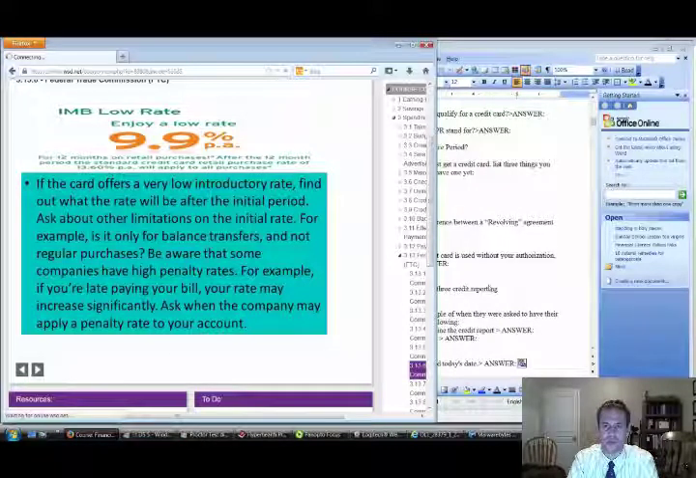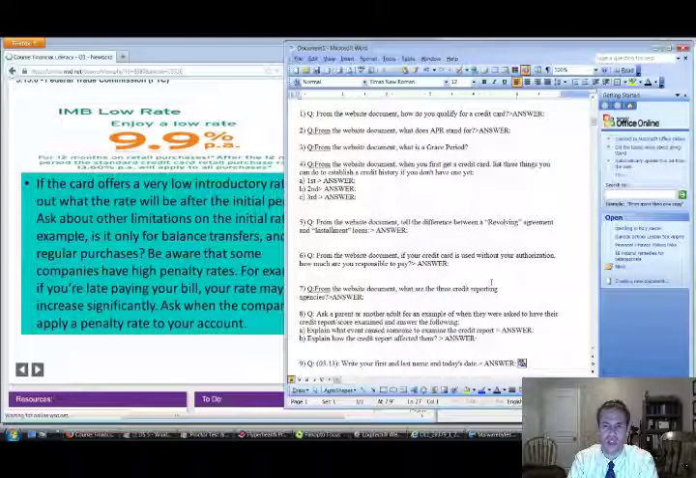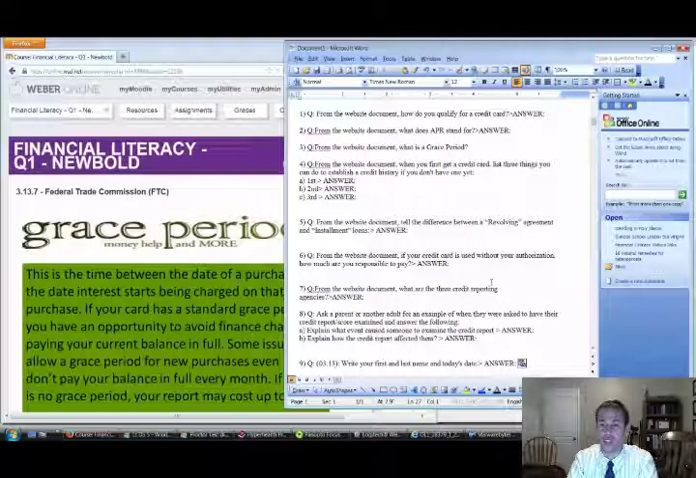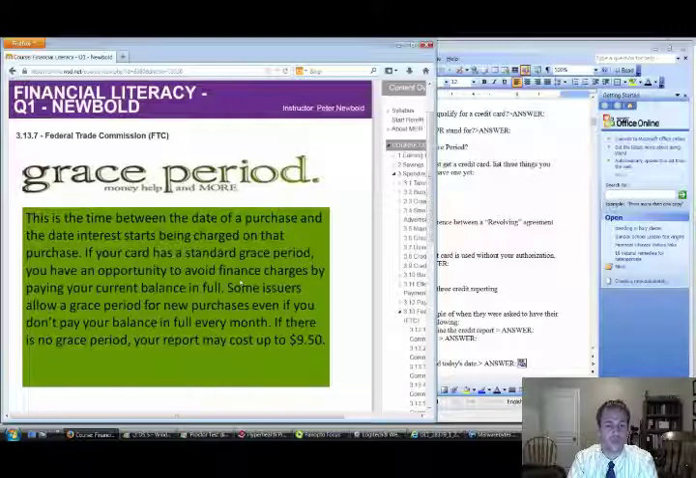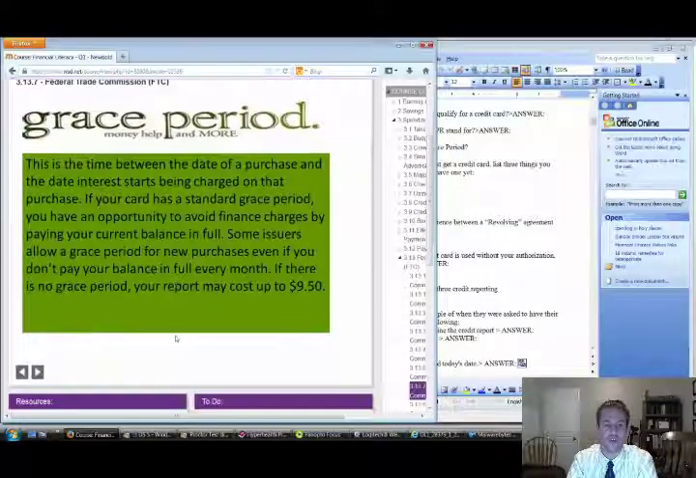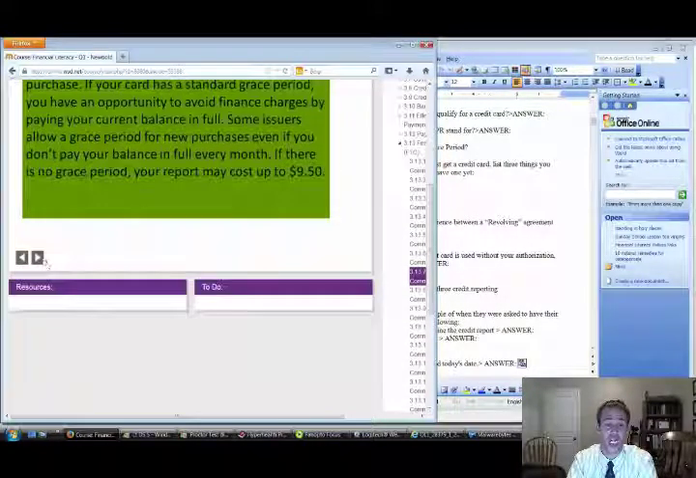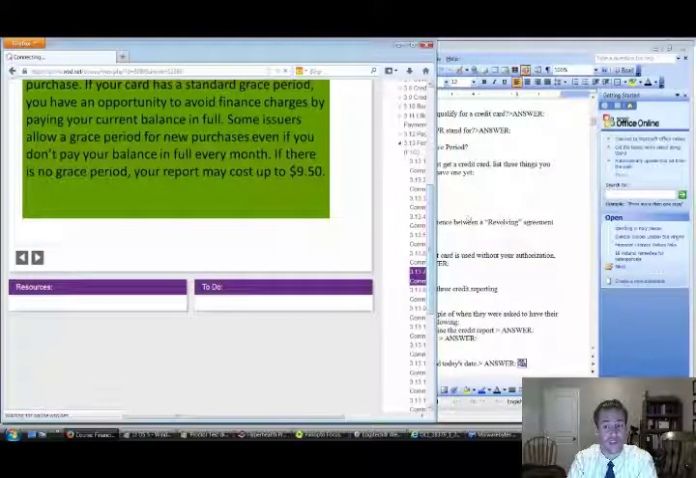Okay, next one is: when you first get a credit card, list 3 things you can do to establish a credit history if you don't have one. Oh, here it is, grace period. The time between the date of purchase and the date interest starts being charged on that purchase. If your card has a standard grace period, you have an opportunity to avoid full finance charges by paying your current balance in full. Some issuers allow a grace period for new purchases even if you don't pay your balance in full. If there is no grace period, your report may cost up to $9.50. That's good to know.